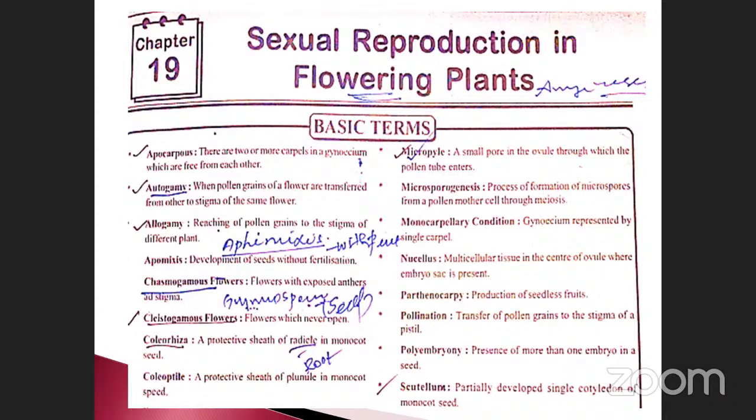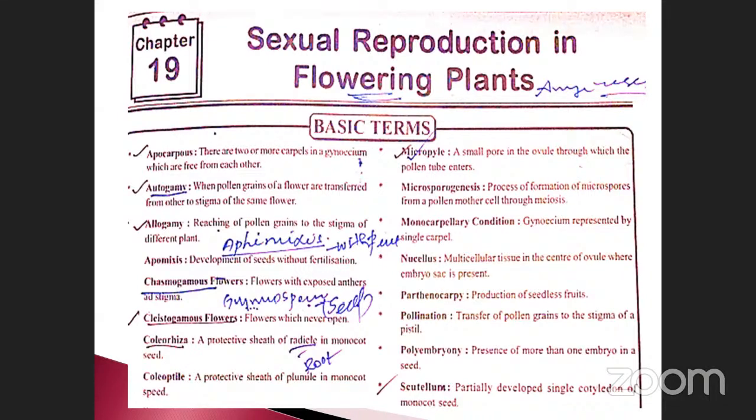Microsporogenesis: microspora means micro. Just imagine the process of formation of microspores from a pollen mother cell through meiosis. Microsporogenesis is also one of the meiosis processes, so it is essential for reproductive purposes. That's why it comes under the heading known as sexual reproduction. And microspore is nothing but the male gamete.